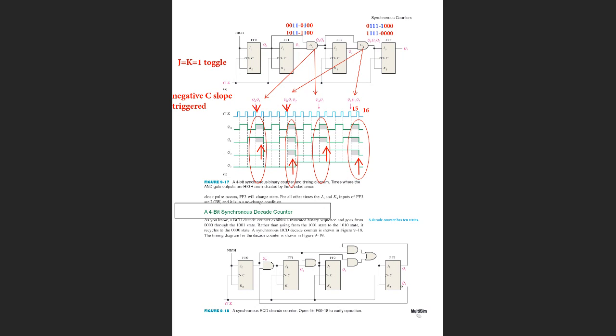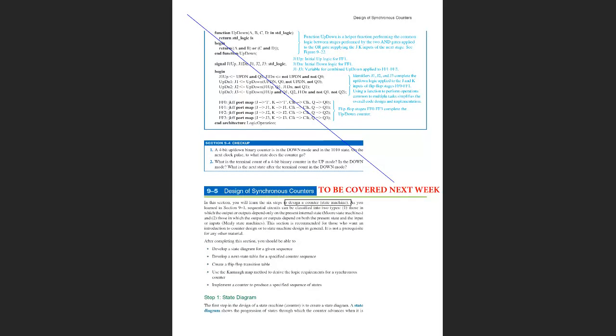In a decade counter, it happens the same. We need to know when to toggle the next flip-flop. When you have the sequence of all states, and if you want to avoid 10, you have to toggle at 9. We will come to the design of synchronous counters next week. So this will be all for today, and we will get back to counters, synchronous counters, and their design next week. Thank you very much.